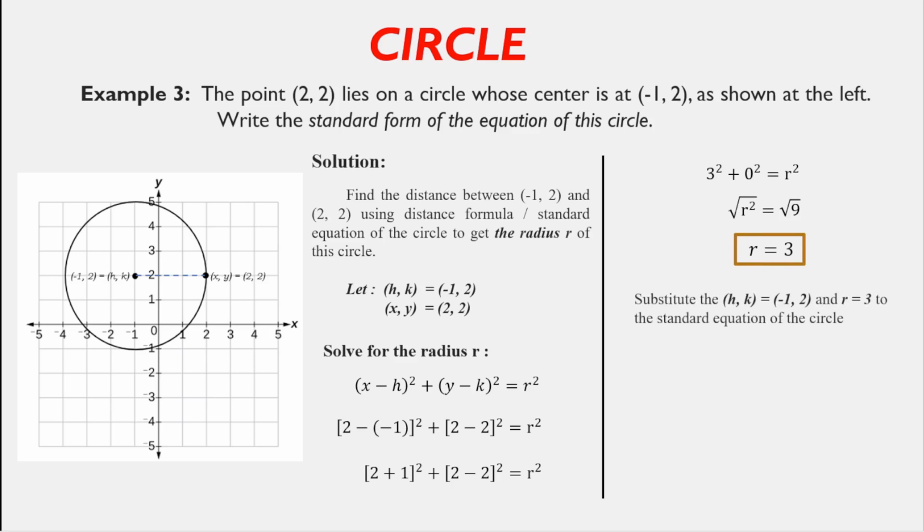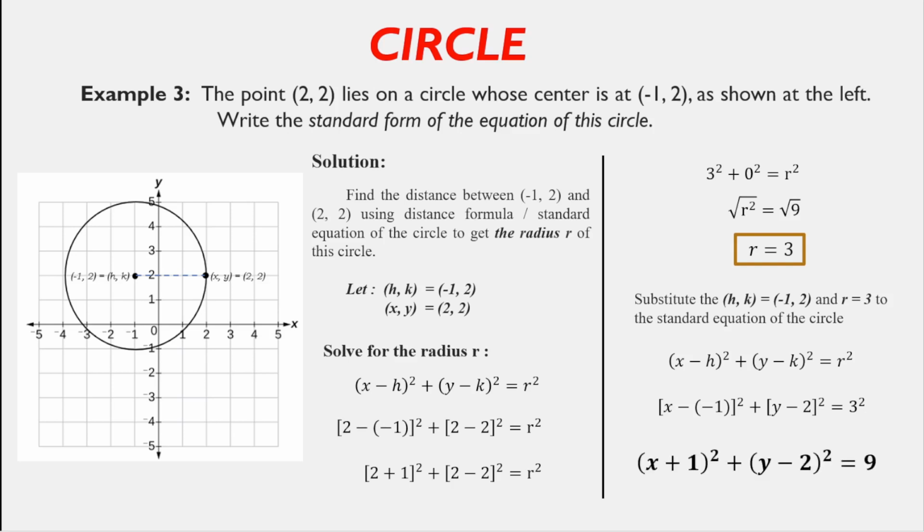So to find the standard equation of the circle given in the problem, we all know that h, k is -1 and 2. Then we already computed the value for r, which is equal to 3. And substitute it to the standard equation of the circle. So this is the equation of the circle in standard form. Substituting the values for r, h, and k, we have x minus -1 squared plus y minus 2 squared is equal to 3 squared.